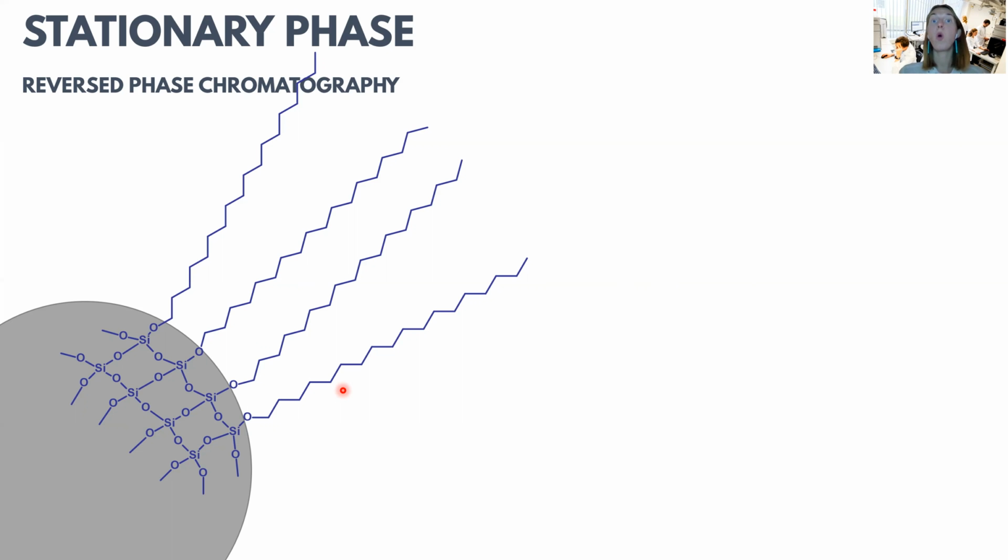Additionally, other types are possible, for example, ones which contain aromatic groups as well, which are specifically designed to separate and retain aromatic compounds. But the most common ones are the C18 ones. And the surface of the stationary phase particles is now non-polar. So the polarity of the stationary phase is very, very low, and this we have to keep in mind.